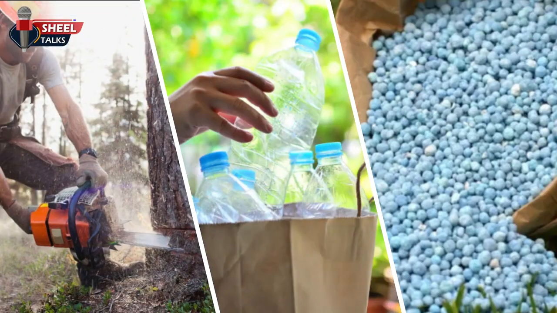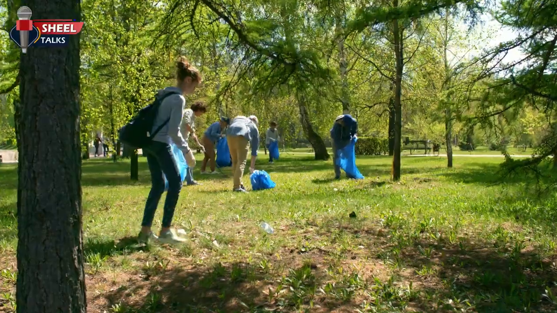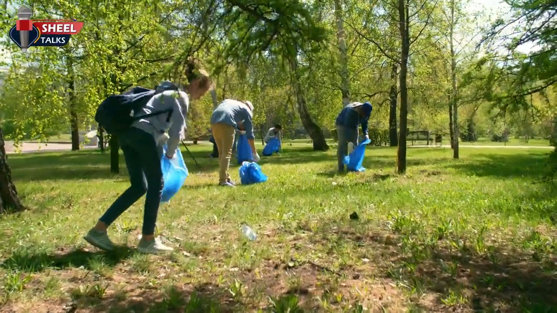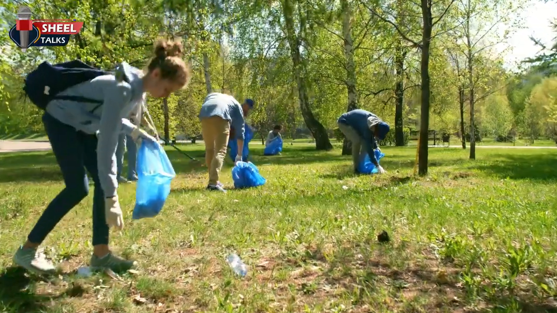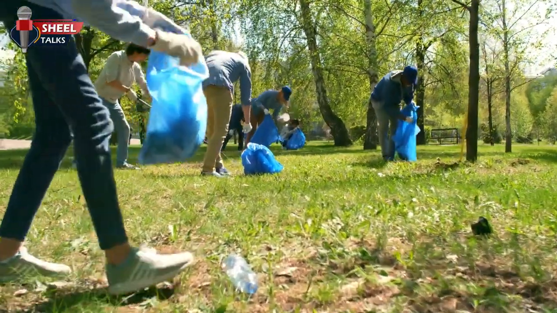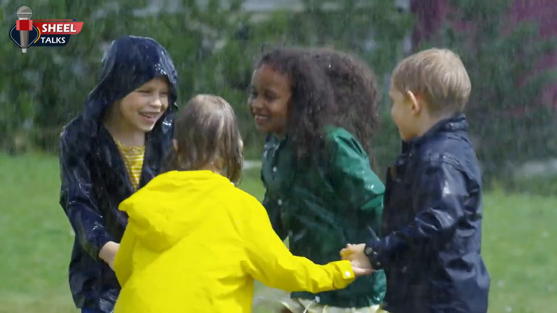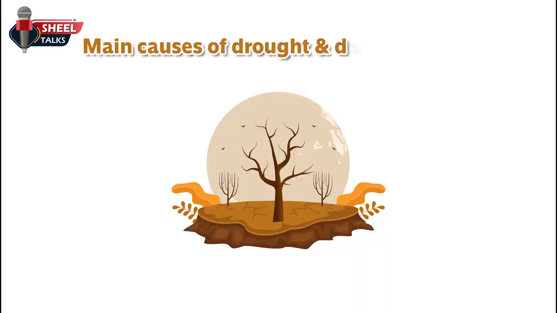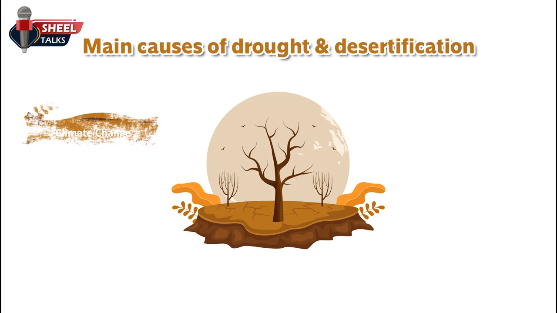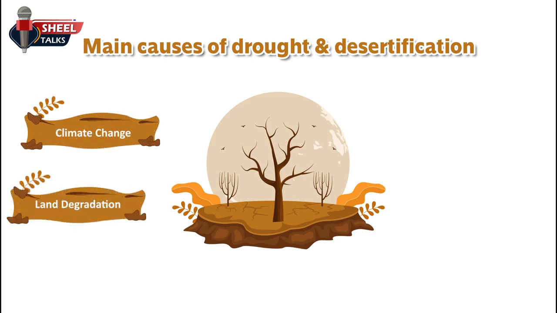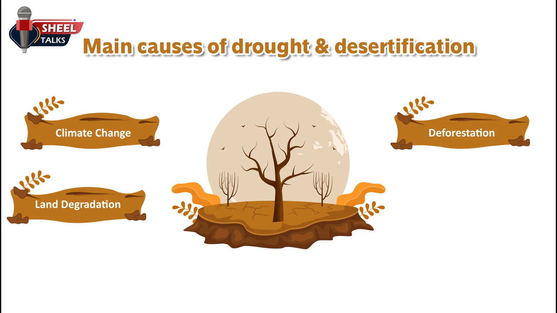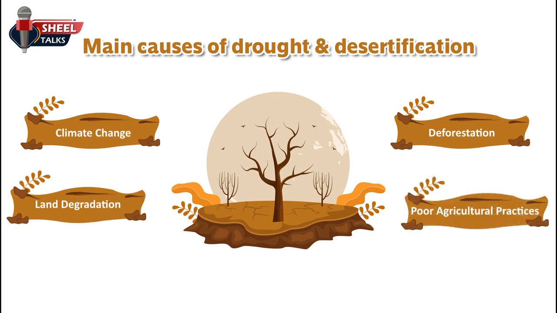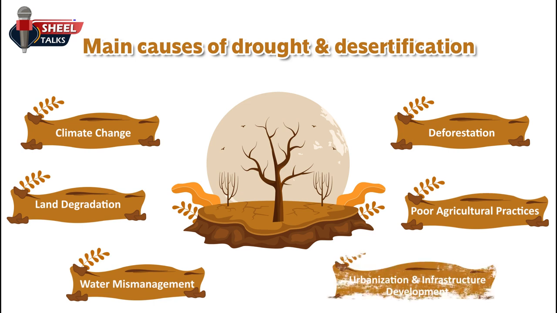As a result, we should avoid performing any task or using equipment that harms the environment, animals, or humans. We should only do activities that are beneficial to the environment and living beings in order to safeguard the environment while also enjoying a joyful life. Main causes of drought and desertification: climate change, land degradation, deforestation, poor agricultural practices, water mismanagement, urbanization and infrastructure development.